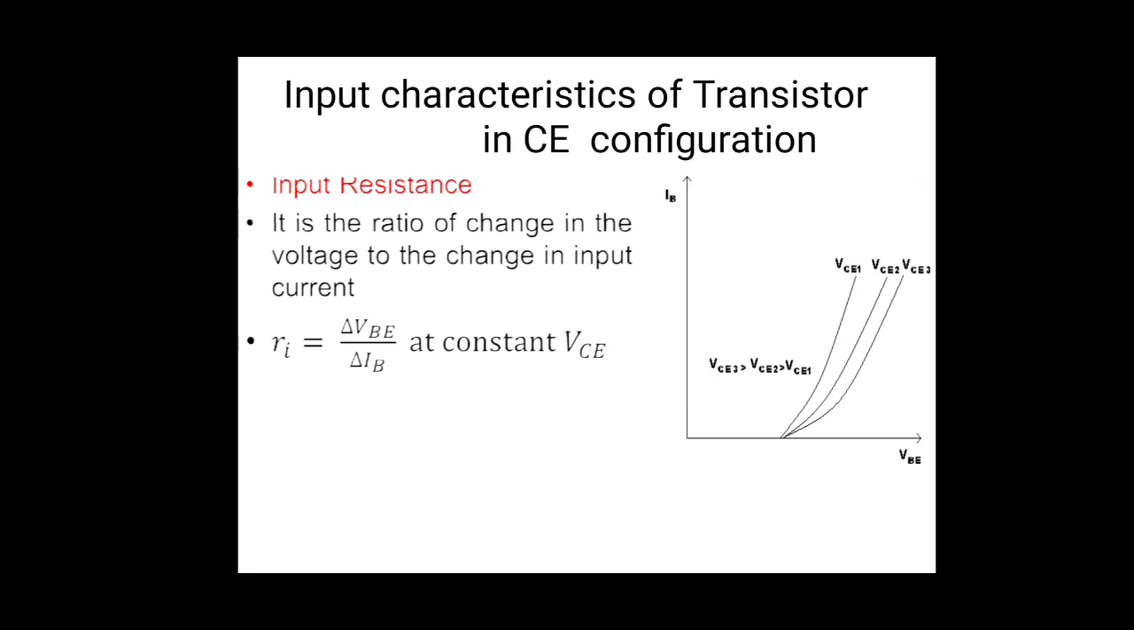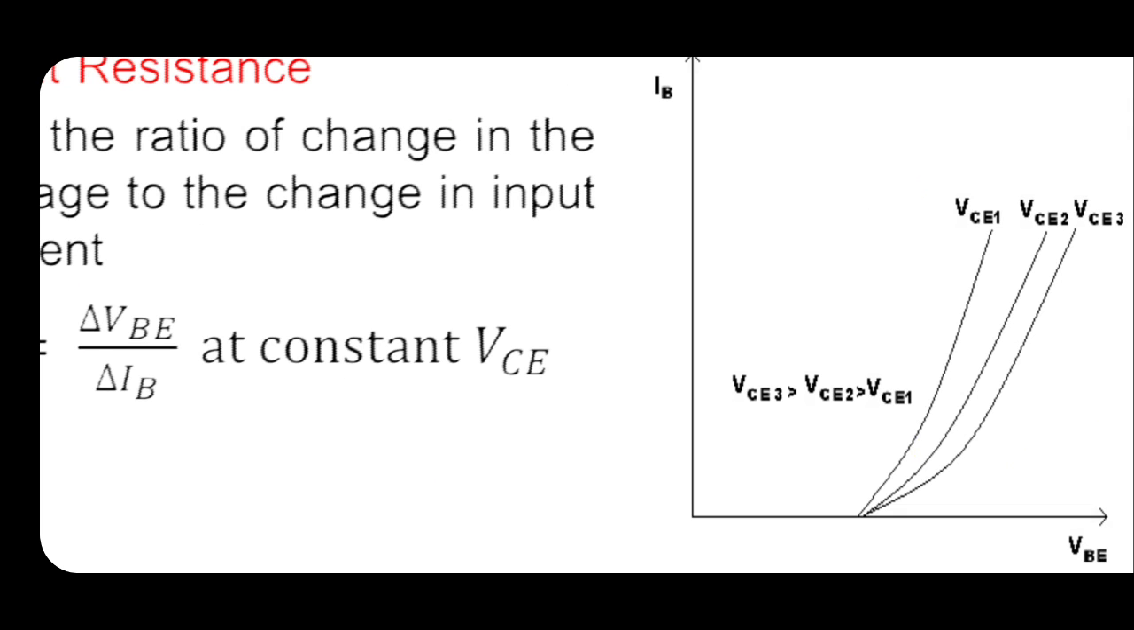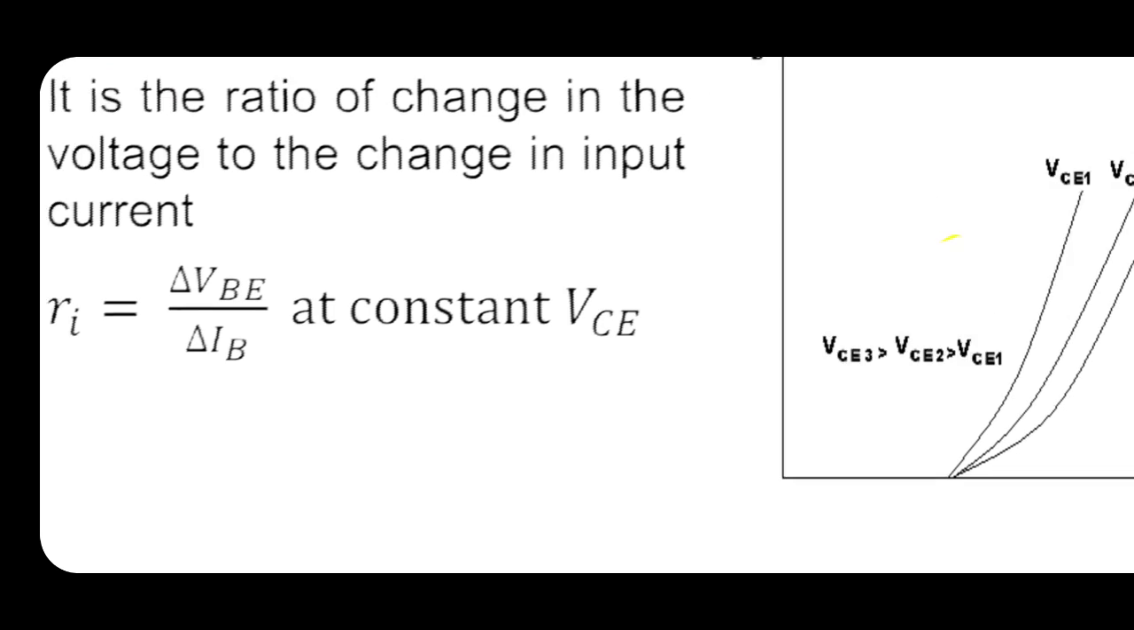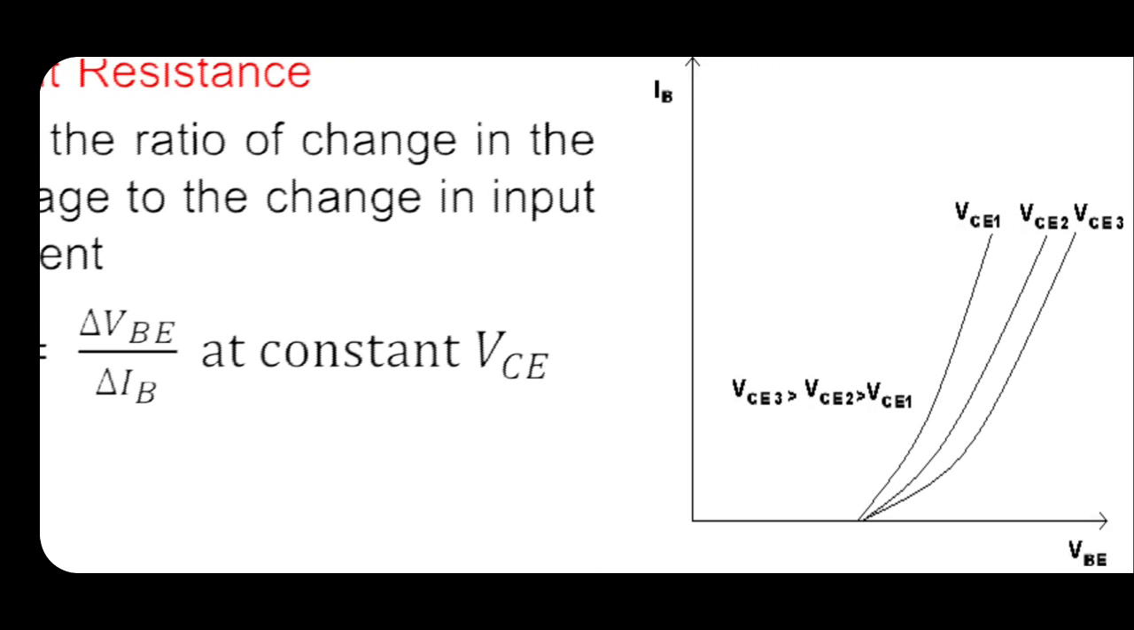Okay, so these are the input characteristics. What is the definition of the input characteristics? It is a graph of input current versus input voltage with the output voltage kept constant. See here, in this diagram VC1, VC2 and VC3 are the three different iterations we have considered. You keep the output voltage at one value, and as you increase the input voltage, the input current will increase. So this is one graph.